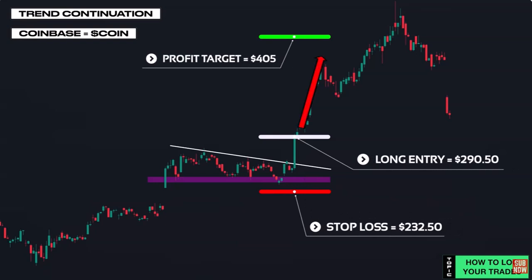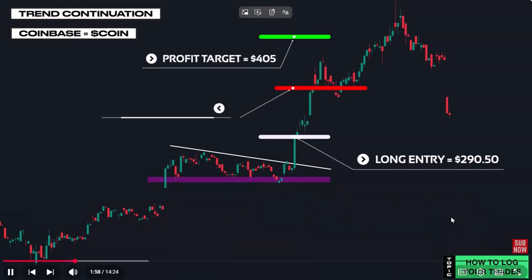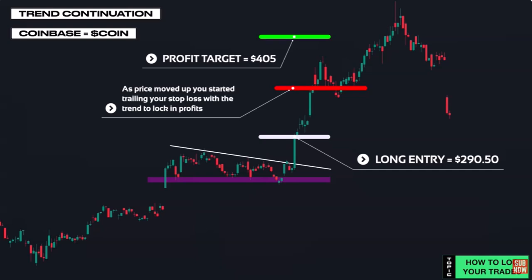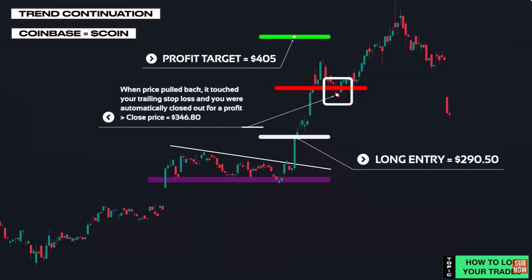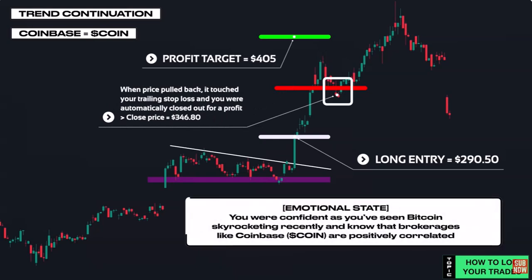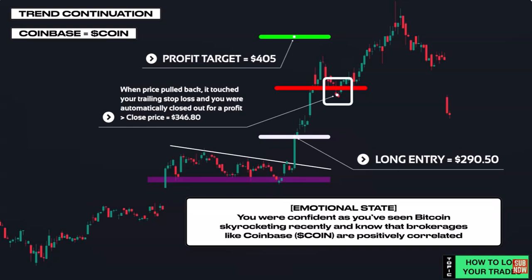As price moved up, you started trailing your stop loss with the trend to lock in profits. And when price pulled back, it touched your trailing stop loss and you were automatically closed out for a profit. Your emotional state during this trade was confident, as you've seen Bitcoin skyrocketing recently and know that brokerages like Coinbase are positively correlated. Let's now jump back to the journal and log this winning trade.